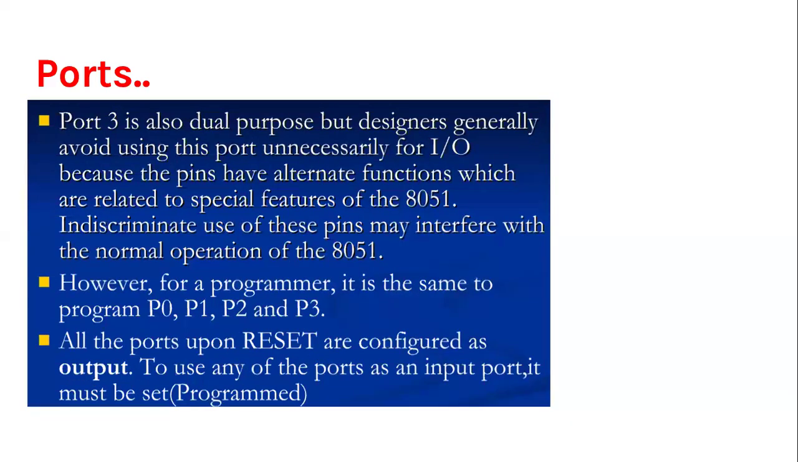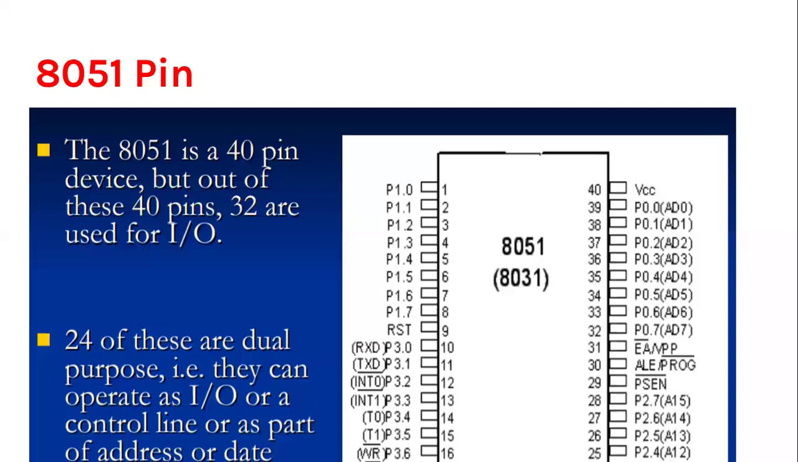Port 3 is also dual purpose. Each pin has an individual function. Port 3 has multiple individual pins with individual operations. Pin 0 is RxD, pin 1 is TXD, then INT0 and INT1 interrupts. These two are interrupt pins. The remaining 2 pins are for external timer, and the next 2 pins are for read or write of external memory. So that's the 8 pins.